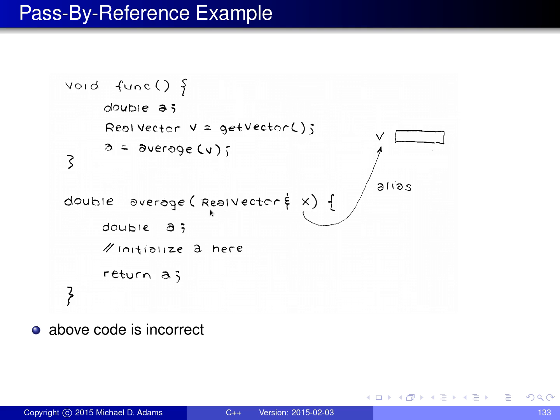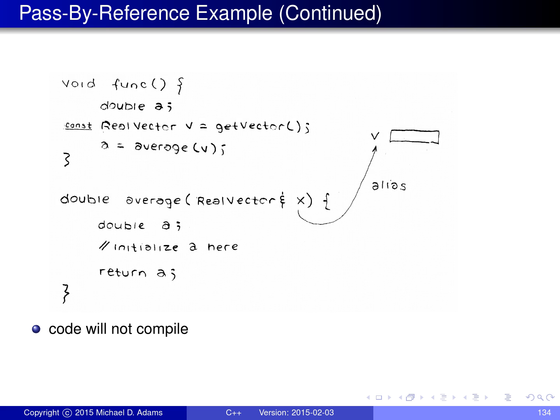However, because we haven't specified this reference as a reference to something that's const, in other words, it's not a const real vector reference, it's just a real vector reference, because of this, we're allowed to change x inside this function. And this causes problems, as I'll explain on the next slide. So this code, although it will compile as shown on this slide, it's wrong. And in some circumstances, this code will actually fail to compile.